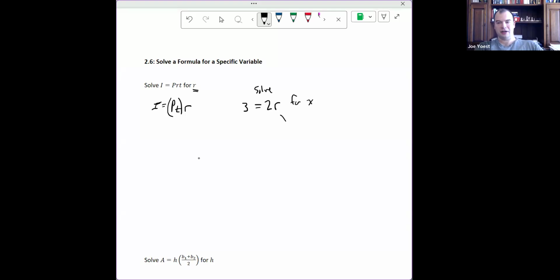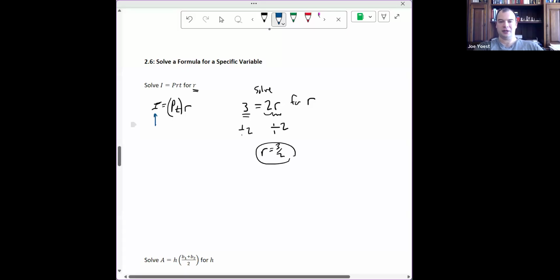I would divide. I noticed that my variable, oops, I wrote solve for X. I'm just so used to writing X, solve for R. I noticed that my variable has a coefficient on it. It only pops up in one place in the equation, so my variable term is isolated. I need to isolate the variable itself by dividing by the coefficient. Well, what's the difference between this example where I have a 3 on the left side as my constant term and a 2 as my coefficient, or this example where I have an I as my constant term on the left side and a PT as my coefficient? There's really no difference.